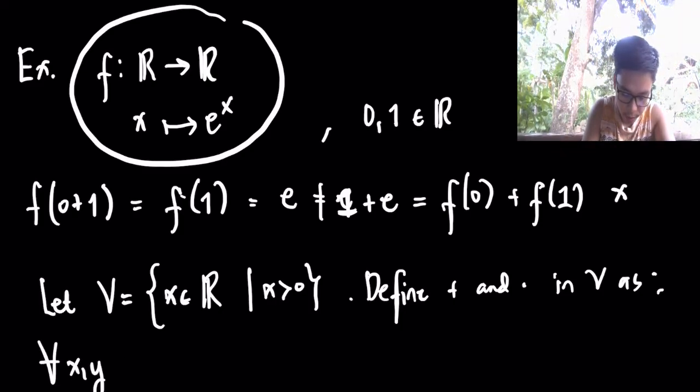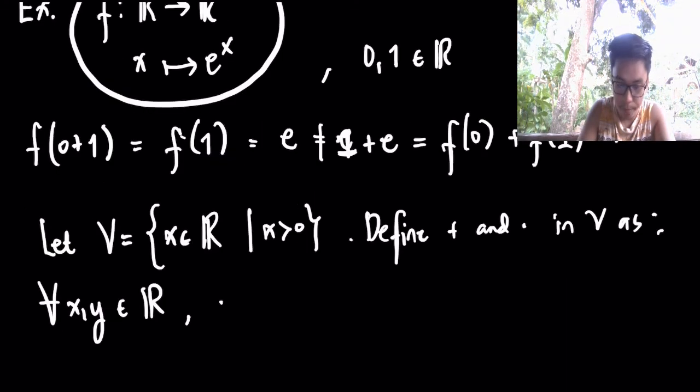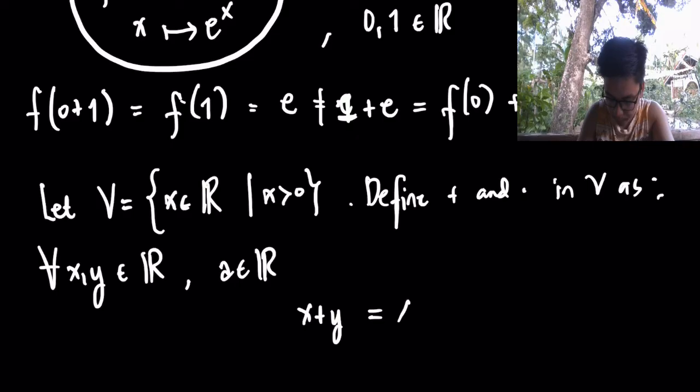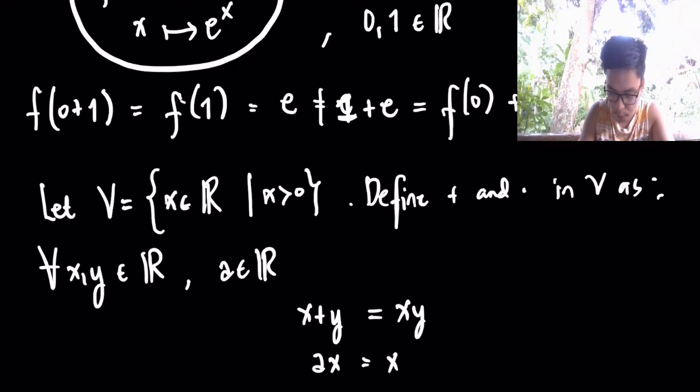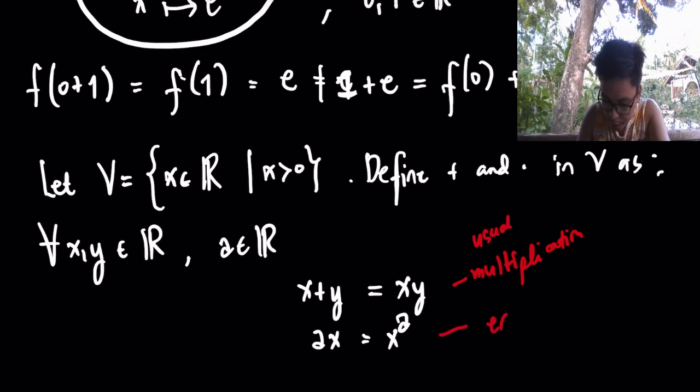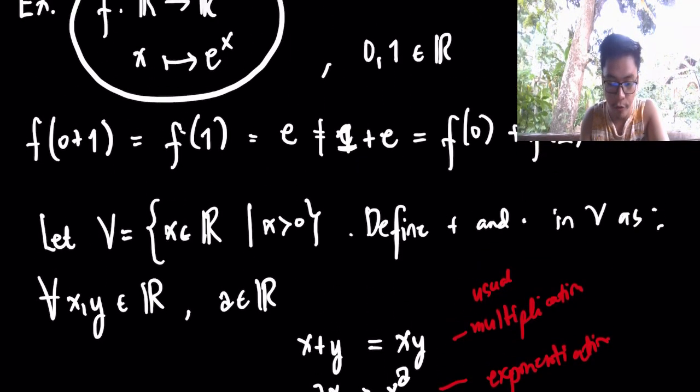For all x and y in R, and a in R, we have these operations defined here. In this case, the plus is actually the usual multiplication, and the product here is the exponentiation. So this is now the new definition of our mapping.